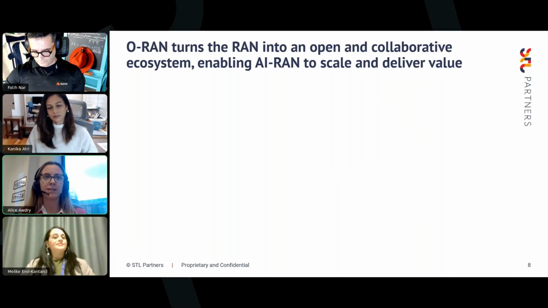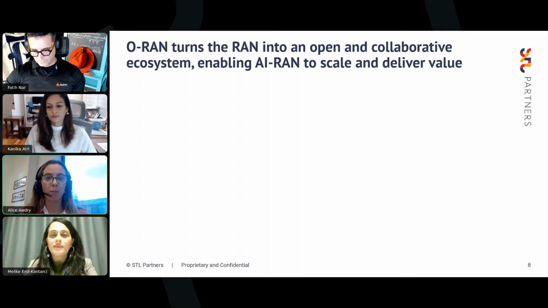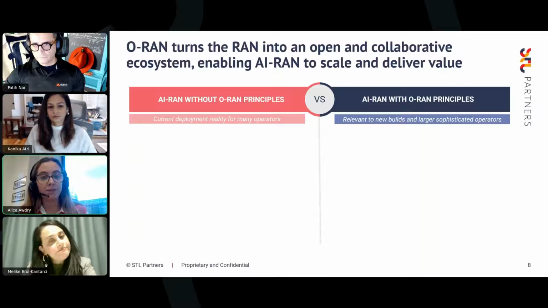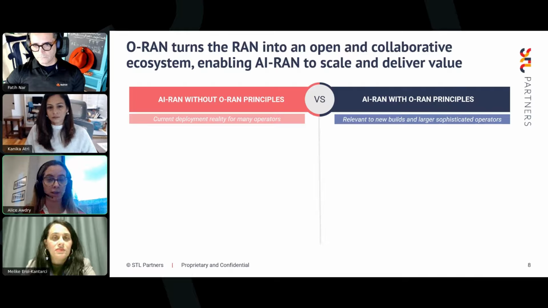Looking at the impact that O-RAN principles might have on AI RAN demonstrates how O-RAN can both open up and reshape AI RAN deployments. The reality for the time being is likely to be AI RAN deployment without necessarily O-RAN principles, which you'll see on the left-hand side of the slide, given the array of existing RAN infrastructure built and operated without these principles. Nonetheless, we see a significant opportunity for AI RAN to transform the RAN into an open and collaborative ecosystem, enabling AI RAN to scale and deliver value.